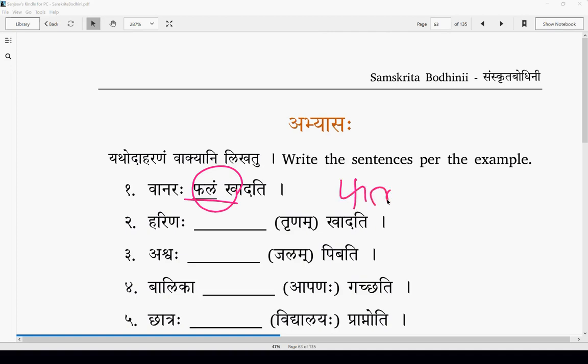Yes, this is actually phalam. And if you write phalam, it is not incorrect. That is also correct. I think we discussed this where ma changes to anuswara, right? Yes, we did.